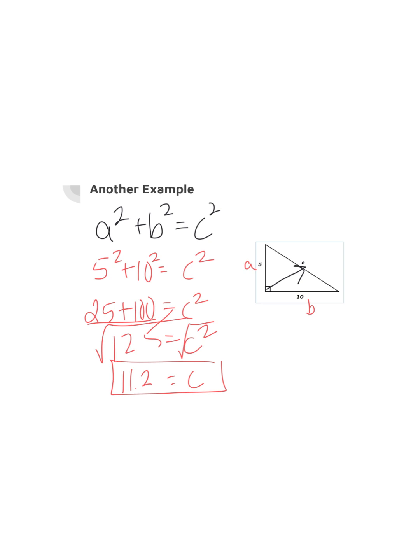Again, the key to this is knowing that when we have a right triangle specifically, if I'm looking for the third side and I have the other two, I can use the Pythagorean theorem.